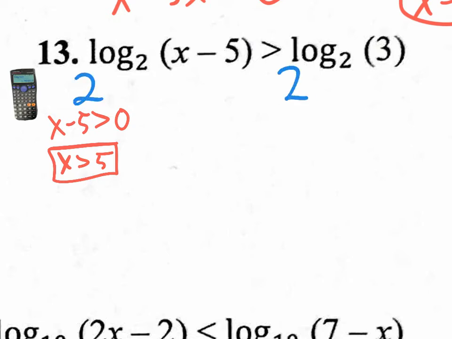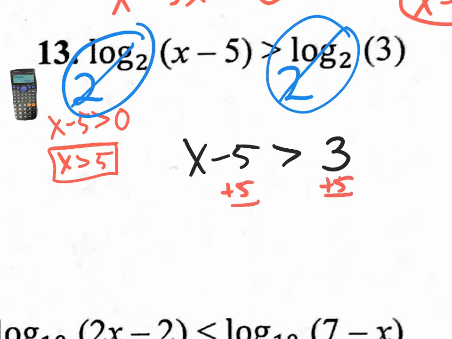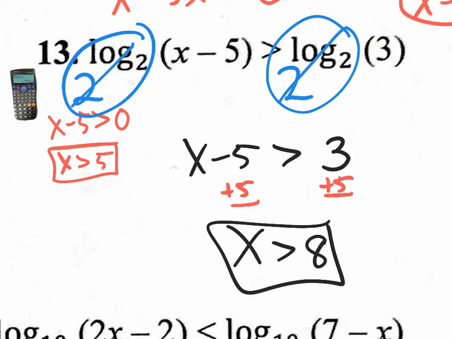Put it base 2, put it base 2. The log base 2 as a power of base 2 will eliminate. The 2 to the log base 2 will eliminate. What do we have? We have x minus 5 is greater than 3. So I need to get rid of that minus 5 by adding 5, and you will have x is greater than 8. So let's think about those two answers.